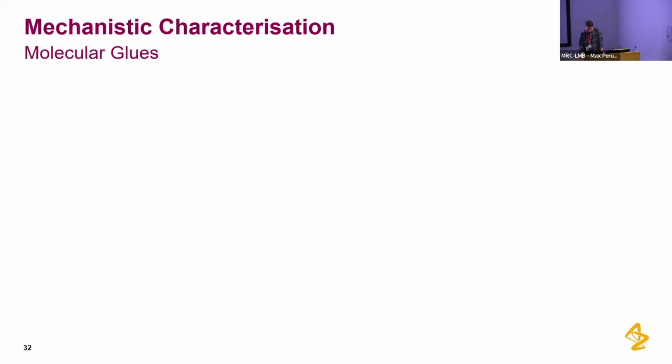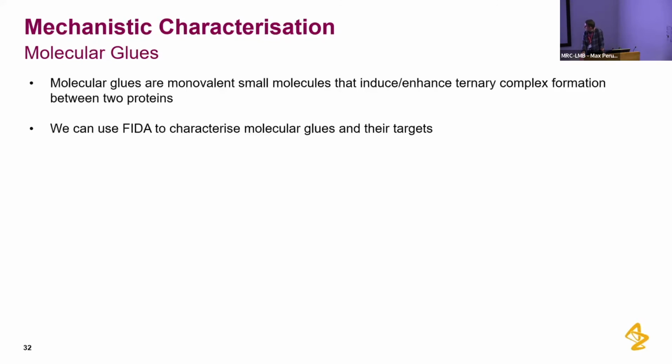And the final example is to do with molecular glues. By molecular glues, I mean monovalent small molecules that induce or enhance the ternary complex formation between two proteins. So obviously cereblon, thalidomide, and things like CK1α and things like that. That's an example of a molecular glue.